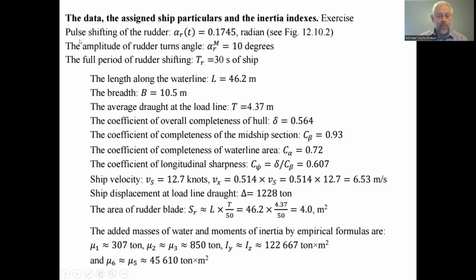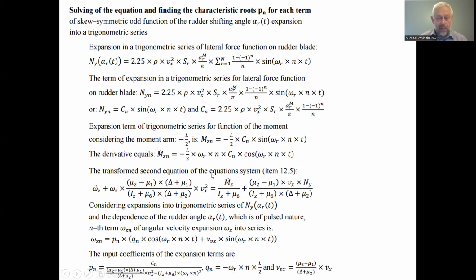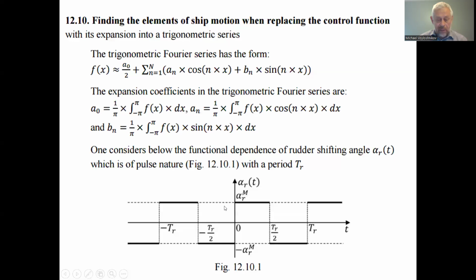The pulse shifting of the rudder is 0.1745. This is the angle of rotation, dependent on time. So we rotate to the port side and to the starboard side by 0.1745 radian. This is the amplitude of rudder turns, equal to 10 degrees. If you consider 10 degrees on the left side, we turn the rudder; on the right side, we turn the rudder 10 degrees.